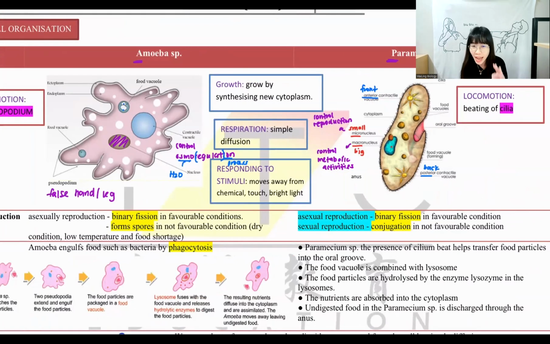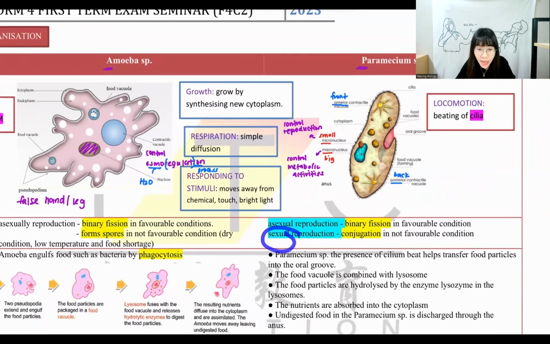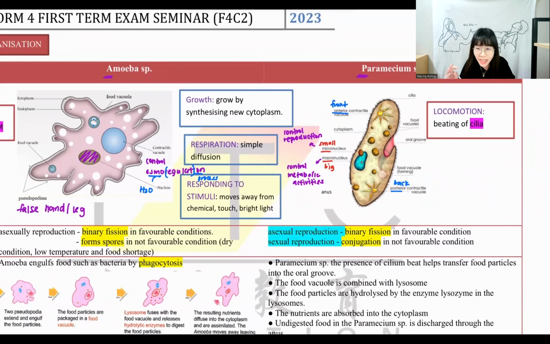Paramecium species are able to carry out sexual and asexual reproduction. Asexual, as I mentioned, means without a partner. It's called binary fission again, 1 to 2, 2 to 4, nothing special. We have learned binary fission just now. Sexual means that they need a partner.